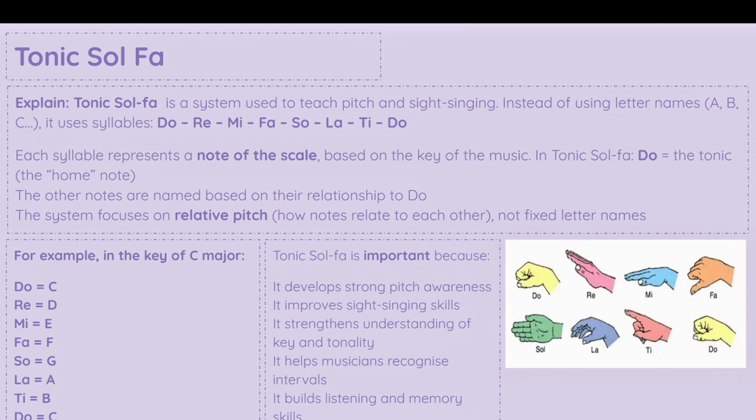For example, in the key of C major, do is C, re is D, mi is E, fa is F, so is G, la is A, ti is B, and do is C but an octave higher. Tonic solfa is important because it develops strong pitch awareness, it improves sight singing skills, it strengthens understanding of key and tonality, it helps musicians recognize intervals, and it builds listening and memory skills.